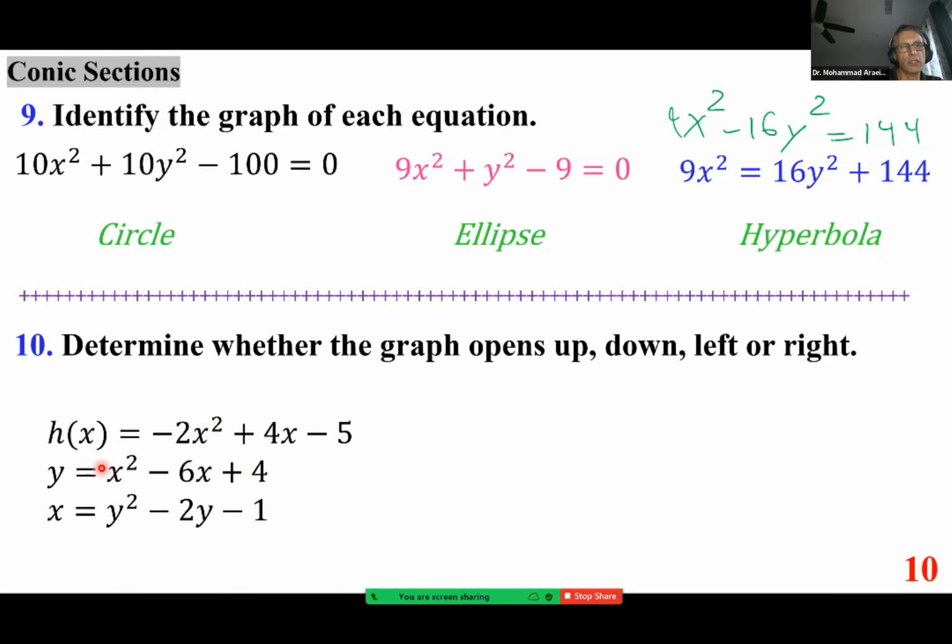Since a is positive 1, it opens up. Since the degree is 2 for the y, it opens sideways, and because a is 1, it opens to the right. So down because of x squared and negative 2. Up because of x squared and a equals 1. Right because of y squared and a equals 1. By 1, we mean really positive.